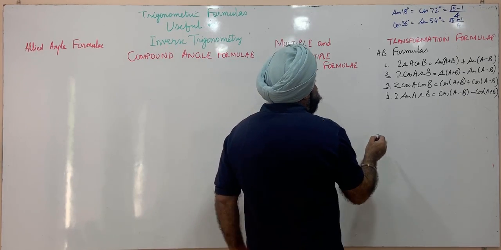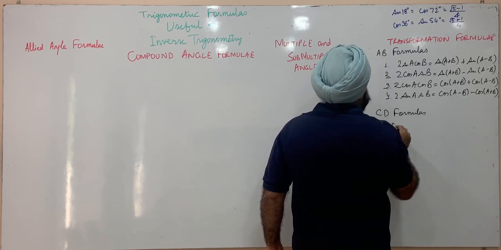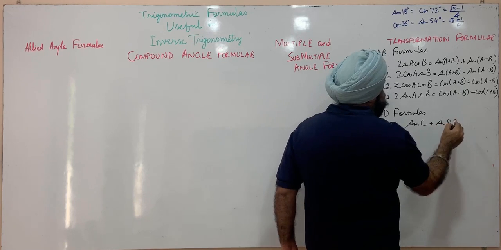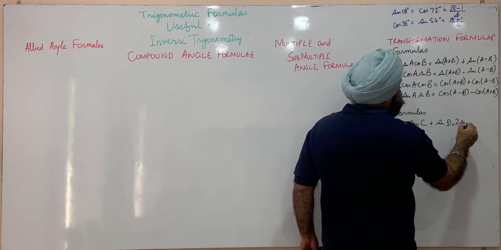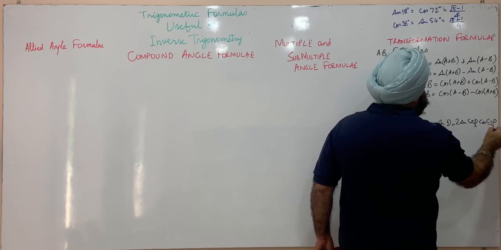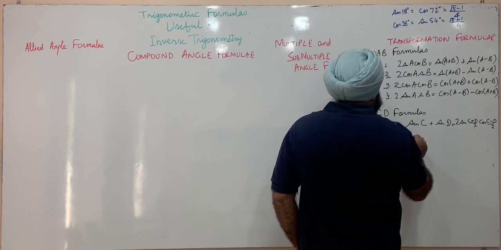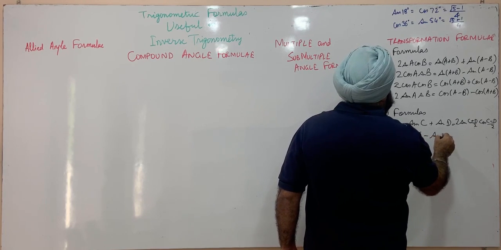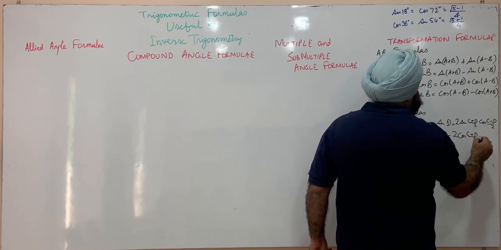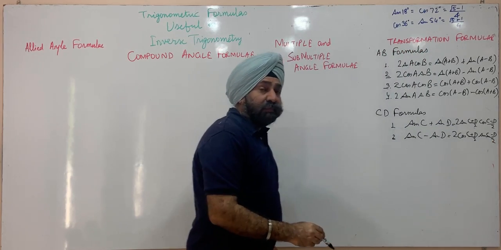Next we write the CD formulas. First one, sin C plus sin D, is 2 sin of (C plus D) by 2 into cos of (C minus D) by 2. Second, sin C minus sin D, is 2 cos of (C plus D) by 2 into sin of (C minus D) by 2.